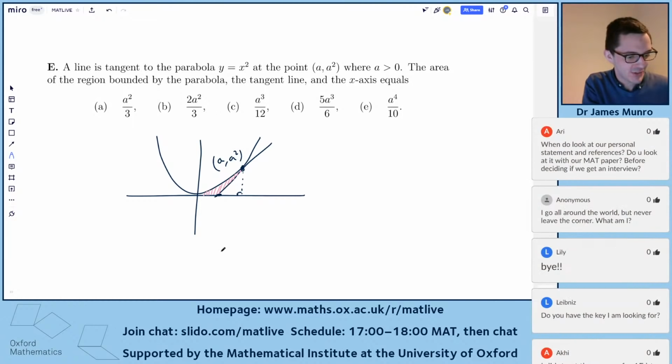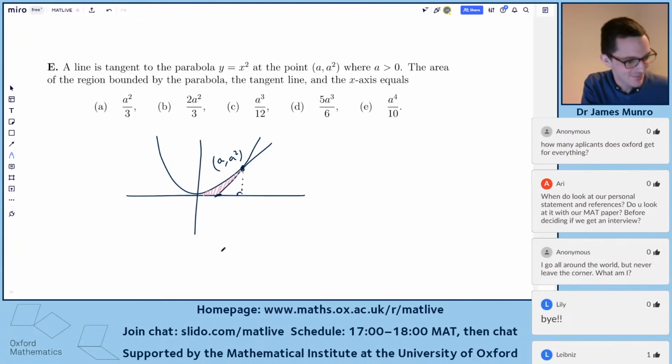How many applicants does Oxford get? Oxford's got about 23,000 applicants for everything, if that's the question. Good. When do I look at it? I'm looking at it maybe now or maybe after MAT.